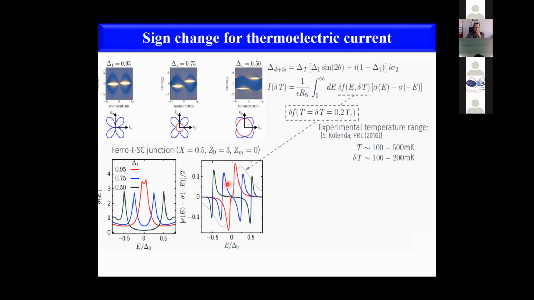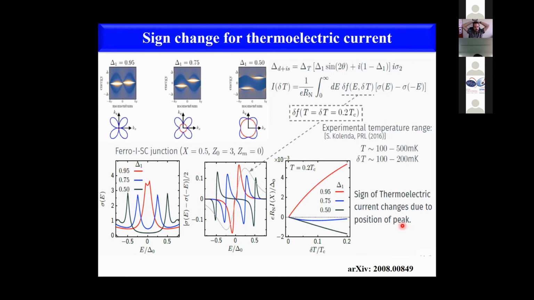So this difference, sigma E minus sigma minus E, the non-zero sigma E minus sigma minus E generates a non-zero thermoelectric current. And the important point is that in the presence of zero energy state, this peak appears just at zero. And this systematic change is very similar to delta 1. So then the sign of thermoelectric current changes due to the position of peak. And if the position of zero surface Andreev bound state peak is almost located at zero energy, then sign change occurs and the sign of thermoelectric current is reversed. So this is the idea.